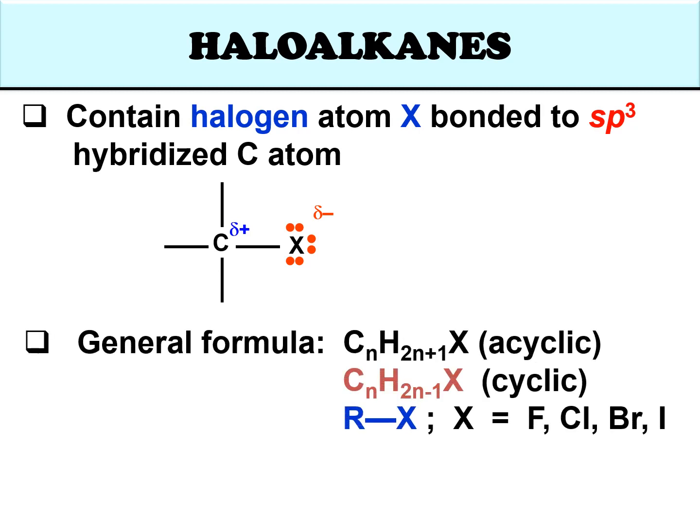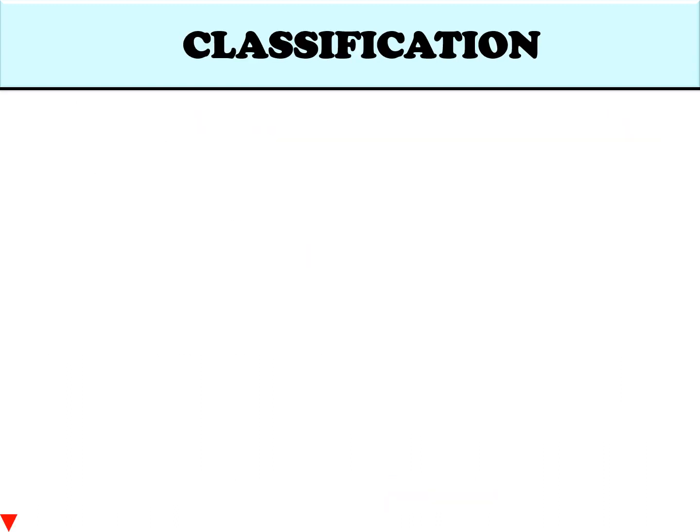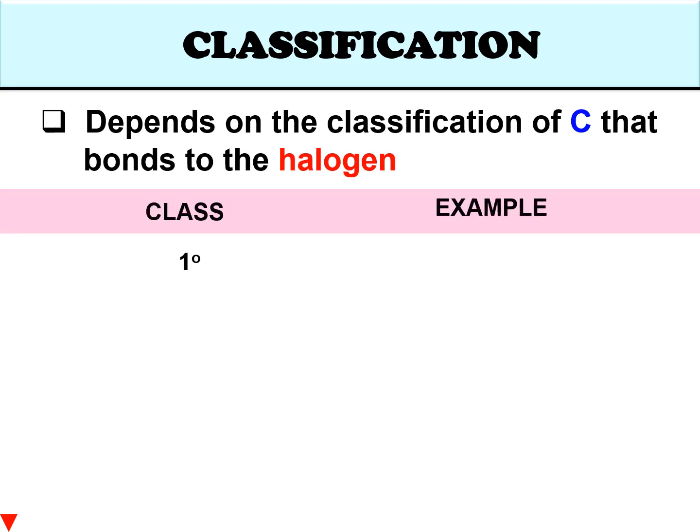The general formula for a cyclic haloalkene is CnH2n plus 1X. For cyclic haloalkene, CnH2n minus 1X, where X is fluorine, chlorine, bromine, and iodine. Haloalkene is also known as alkyl halide. Classification of haloalkenes depends on the classification of the carbon that bonds to the halogen.